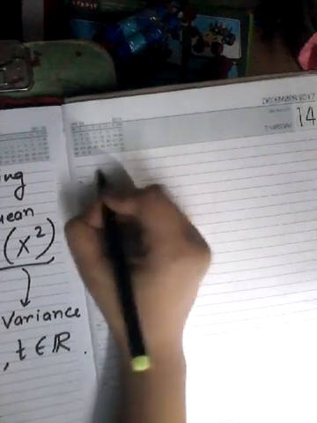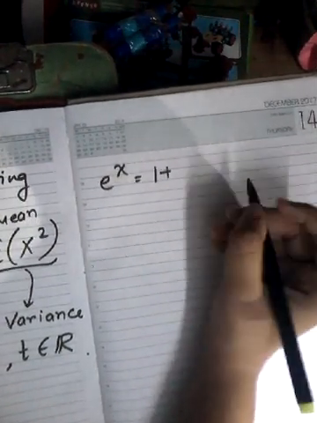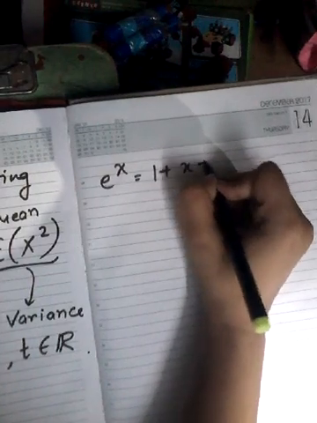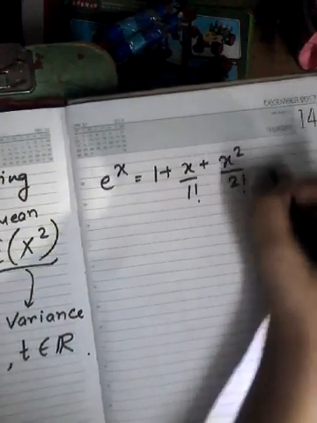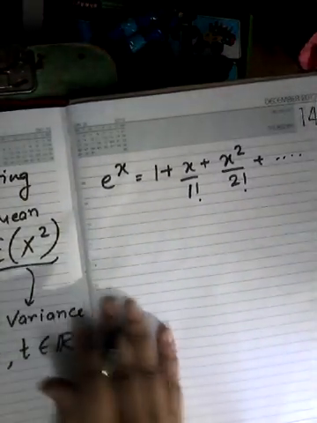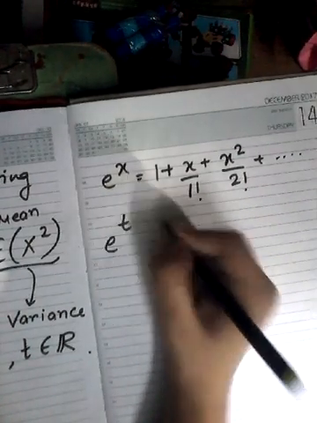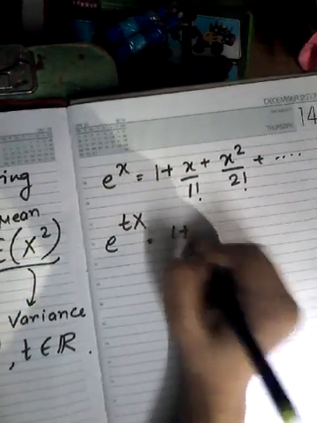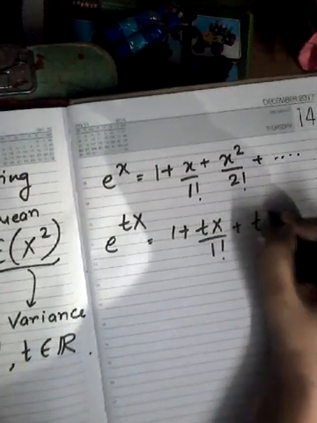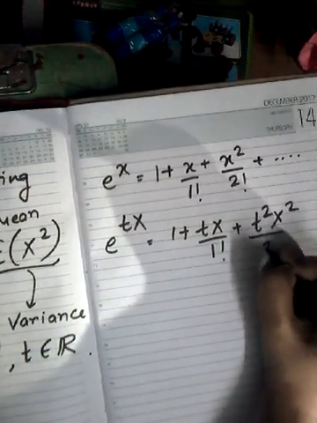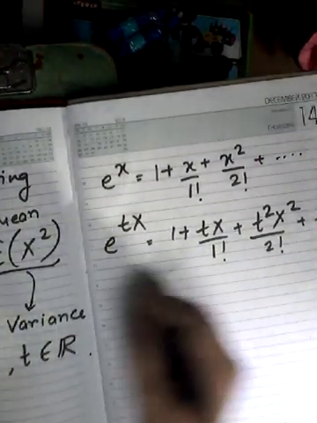So, e to the power x can be written as 1 plus x by 1 factorial plus x square by 2 factorial and so on. Similarly, we can write e to the power tx as 1 plus tx by 1 factorial plus t square x square by 2 factorial and the rest.